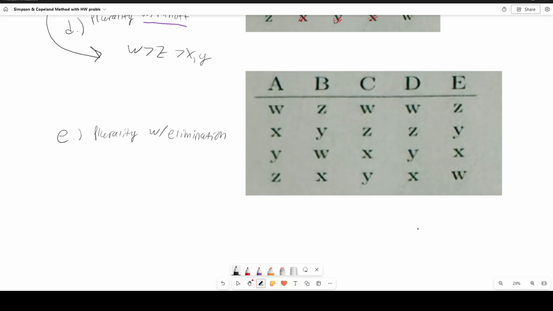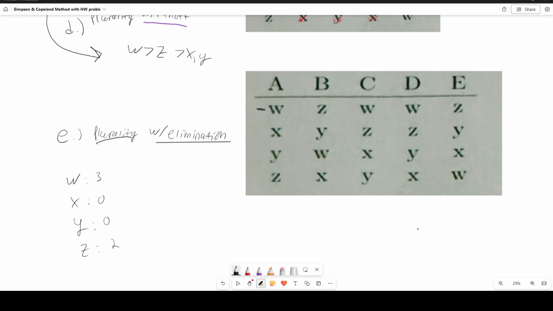Now just like before, with plurality, we're only looking at the first choice candidates. Plurality with elimination means that whoever has the least amount of votes gets booted out, and the election is recounted. I already know the ordering is 3, 0, 0, 2 respectively for choices W, X, Y, and Z.